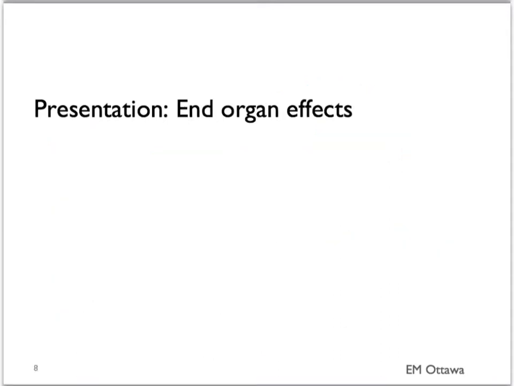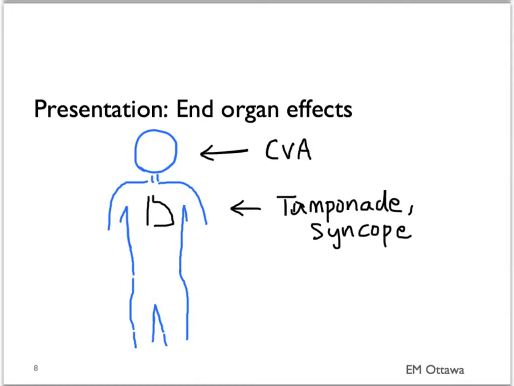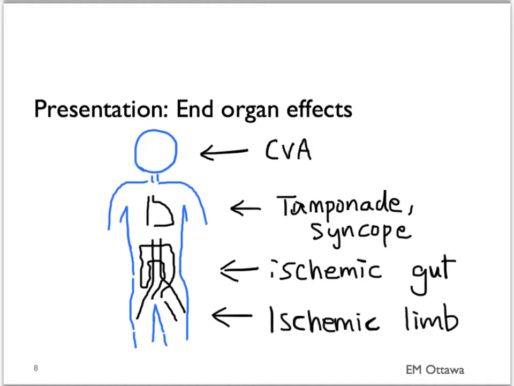In terms of the end organ effects, it is all based on which end organs are being affected. If the carotid arteries are being affected, the patient will present with a CVA. If the pericardium is affected, then the patient might present with syncope or tamponade. If the gut vessels are being affected, then the patient can present with ischemic gut. If the vessels like the iliacs are affected, the patient might present with ischemic limb symptoms. Therefore, as you can see, based on the end organs that are being affected, the presentations may vary.